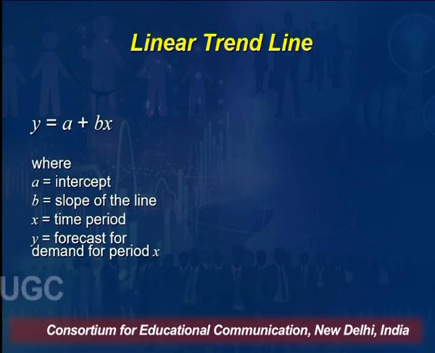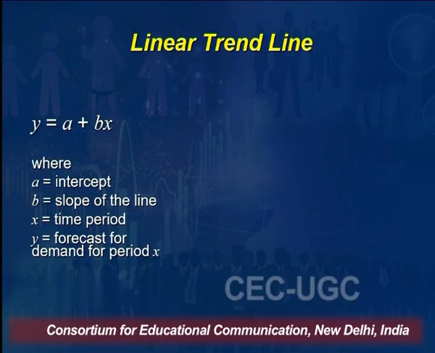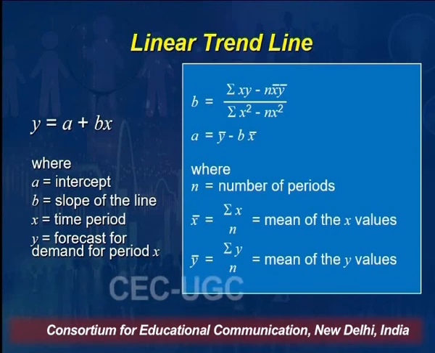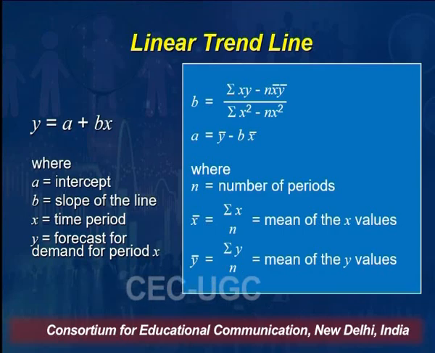Here, for our forecasting purpose, we are taking x-axis as the time period and y-axis as the forecast. So we use these formulas. If we want to calculate these constants, b is equal to sigma xy minus n x-bar y-bar, divided by sigma x square minus n x-bar square, and a is equal to y-bar minus b x-bar. Where n is the number of periods, x-bar is the mean of x values and y-bar is the mean of the y values. So we use these methods also to forecast.